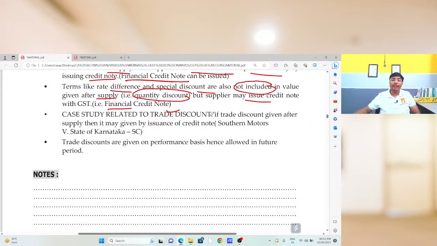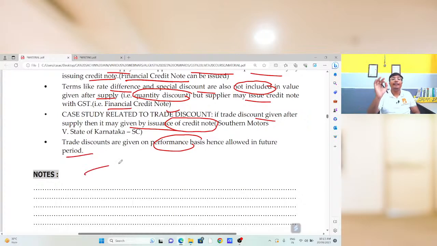Case study related to trade discount. If trade discount is given after supply, then it may be given by issuance of the credit note, because the terms have already been decided that if you sell that particular quantity, we are going to give you that particular discount. Trade discounts are given on performance basis, hence allowed in a future period. We had already covered this.